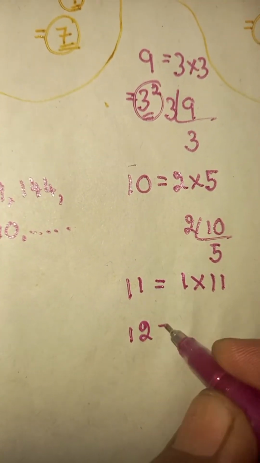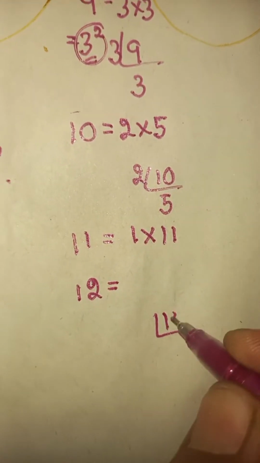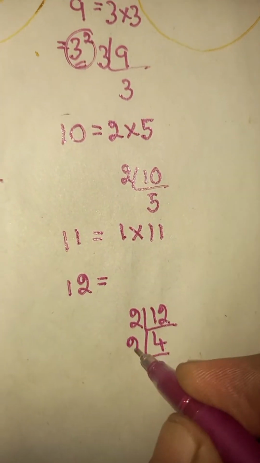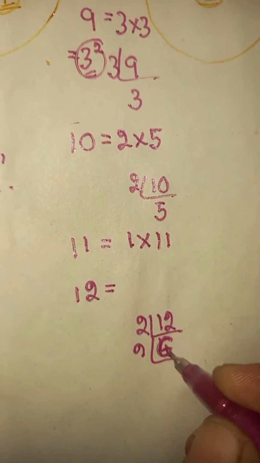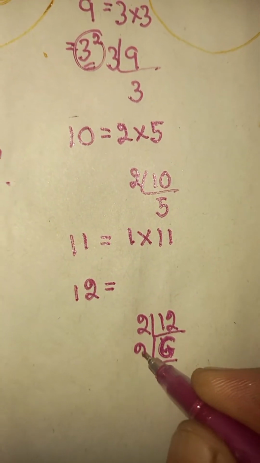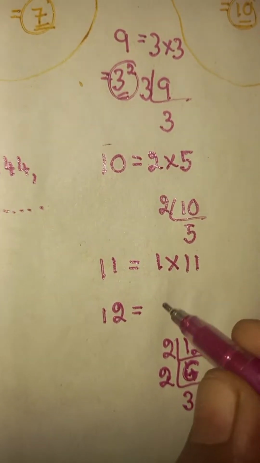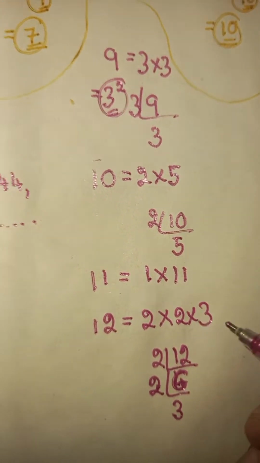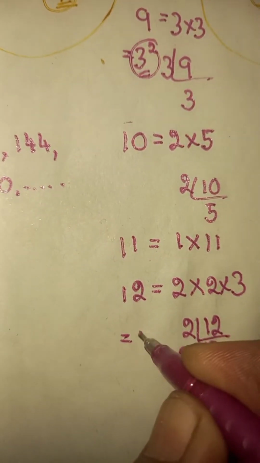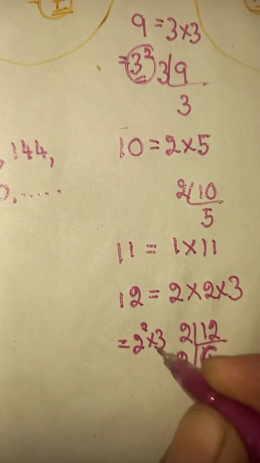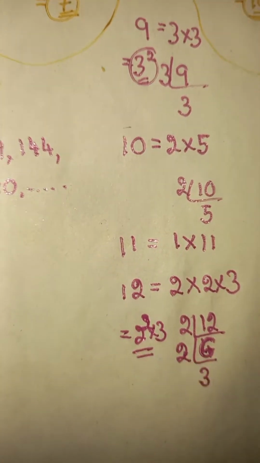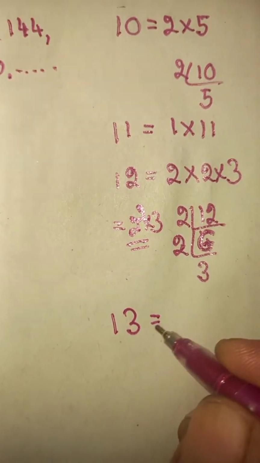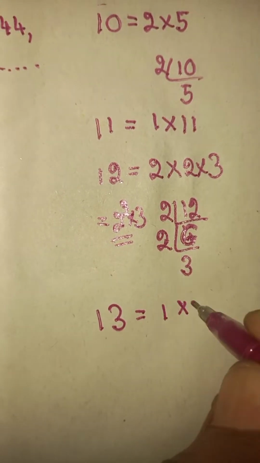12 you can divide. Let's start dividing 12. 2 times 4 is 12. 4 can be again divided as 2 times 2, and 12 is 2 times 6, where 6 can be again divided as 2 times 3. So 12 can be written as 2 times 2 times 3, which is equal to 2 square times 3. Let's take 13. 13 you cannot divide by anything, it is a prime number.